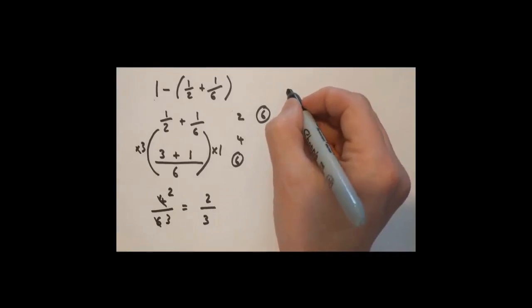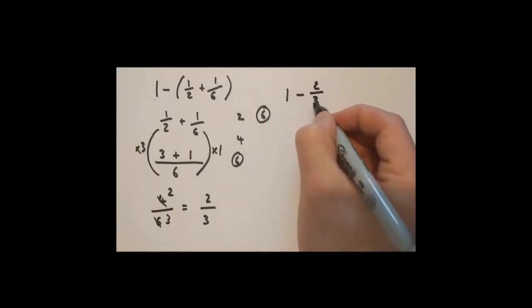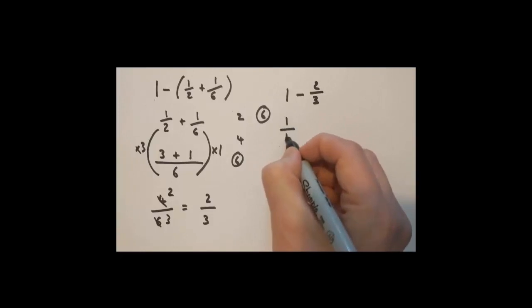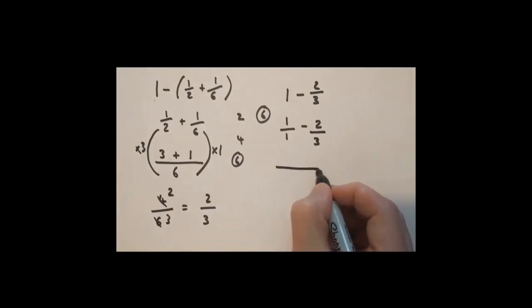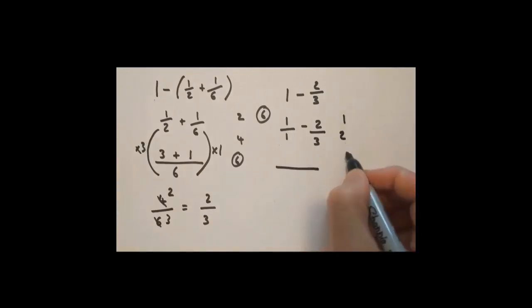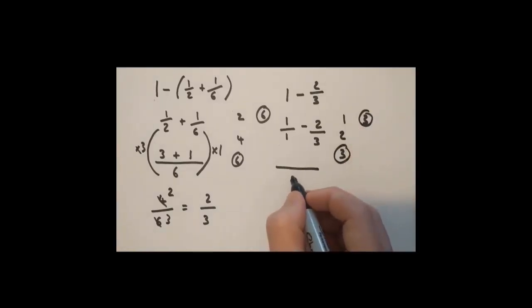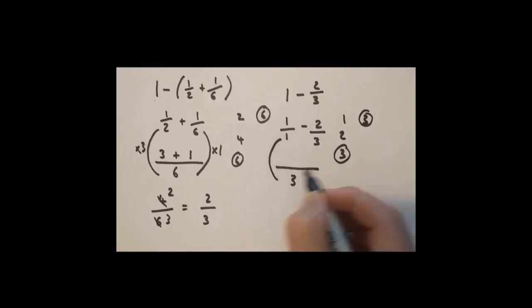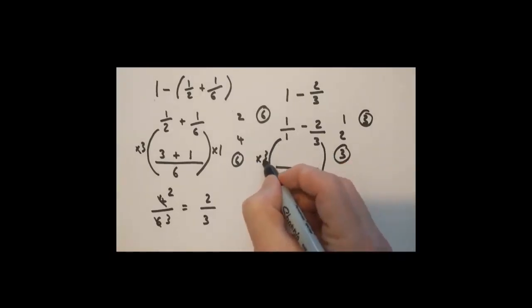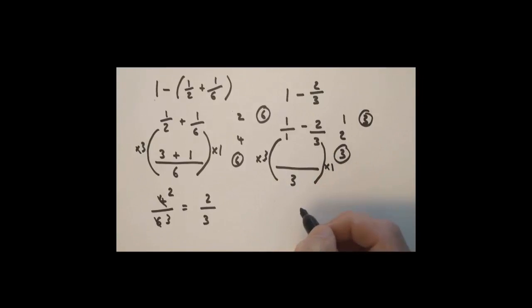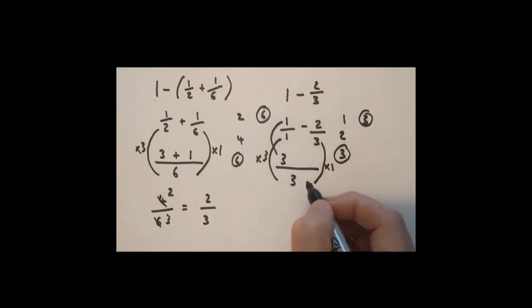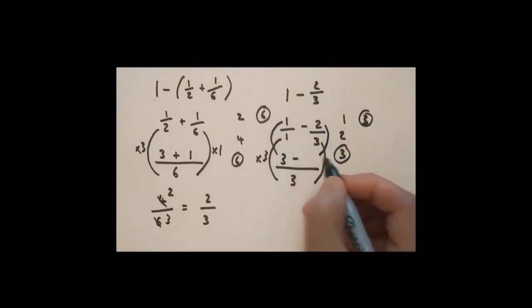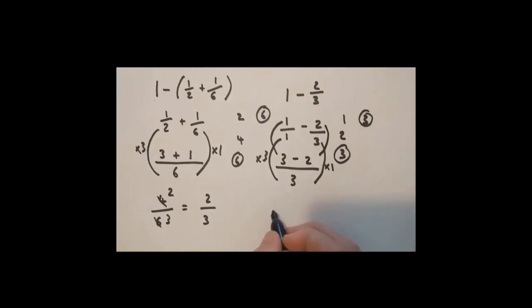We now need to do 1 take away 2/3. To do this, we need to make the 1 a fraction by putting it over 1 and take away 2/3. So 1/1 take away 2/3. Again, we work out the denominator by looking for the lowest number that appears in the 1 and the 3 times table, which is 3. To get from 1 to 3 we multiply by 3, and to get from 3 to 3 we multiply by 1. 1 times 3 is 3, and 2 times 1 is 2. So we have 3 take away 2 over 3, which is 1 over 3.